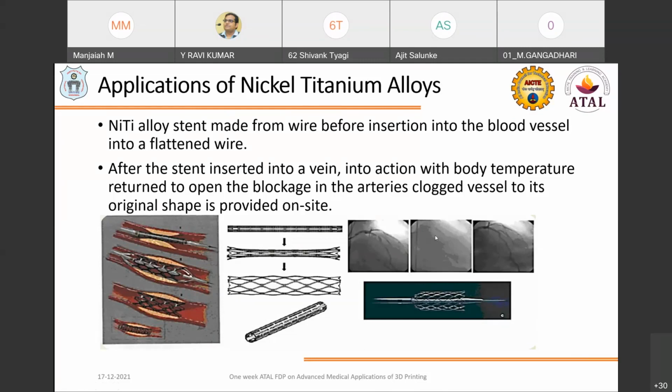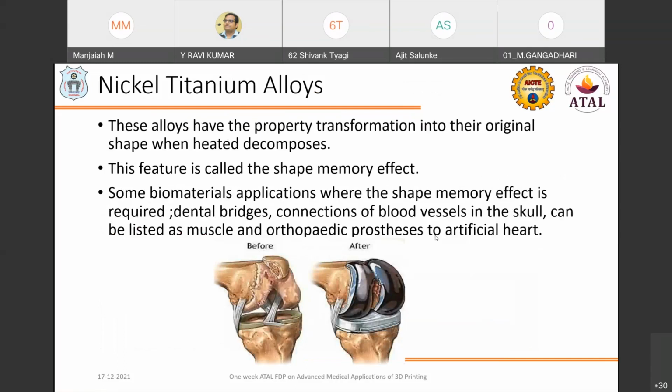Till today we have been addressing it this way, but these kinds of stents can be prepared with the selective laser melting process or the electron beam melting process. These metal additive manufacturing processes can be used to address cardiovascular problems in patients. And the other application of nickel titanium alloys is that these alloys have a property of transformation from the original shape to another shape. That is, when heated, these materials undergo a phase transformation, from the austenite phase to martensite, varying because of temperature.